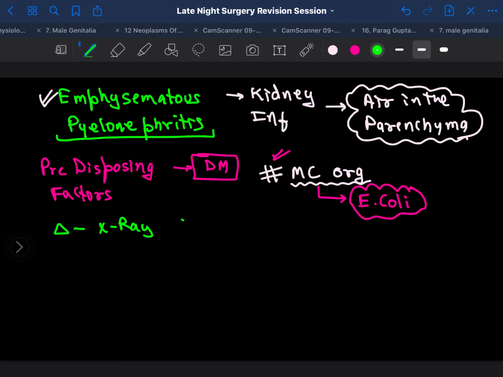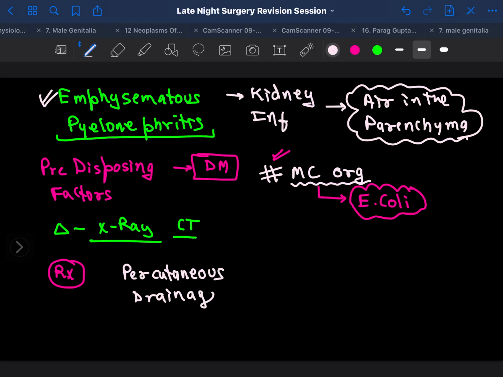For the diagnosis, you can perform an X-ray or a CT, and you will find air inside the renal tissue. And for the management, how do you manage this particular patient? To begin with, you go in for a percutaneous drainage. Along with this, you go in for antibiotics.